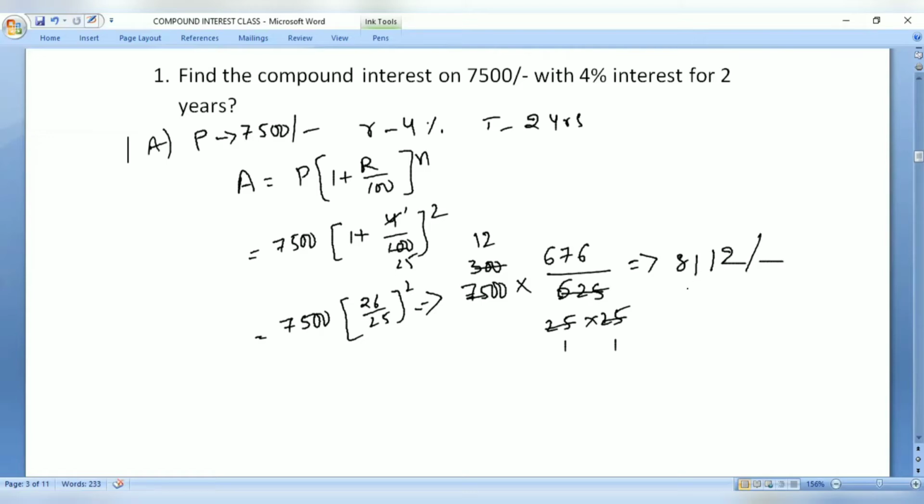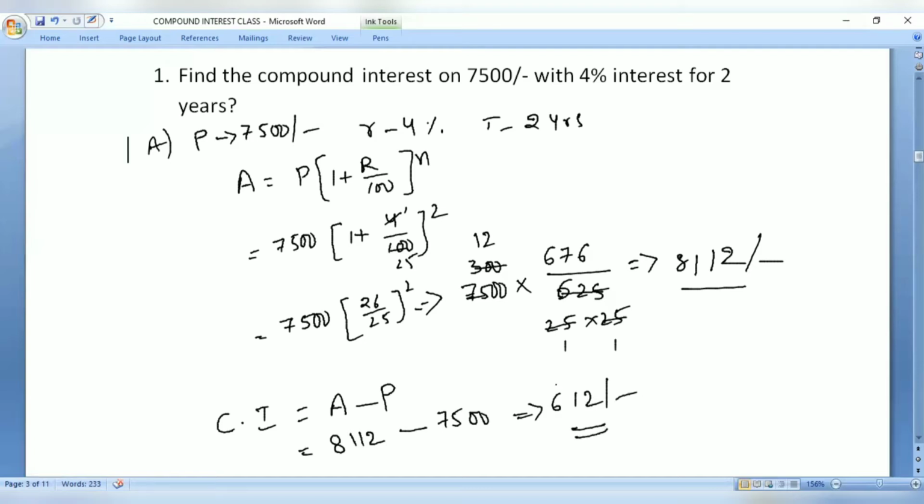It becomes 8,112. Remember, this is only the amount, but we need to identify the compound interest. How do you calculate? From the amount, subtract the principal. The amount that we received is 8,112, and the actual principal is 7,500. So the difference is 612 rupees. This is the compound interest that you earn on a principal of 7,500 with 4% interest for a time period of 2 years.